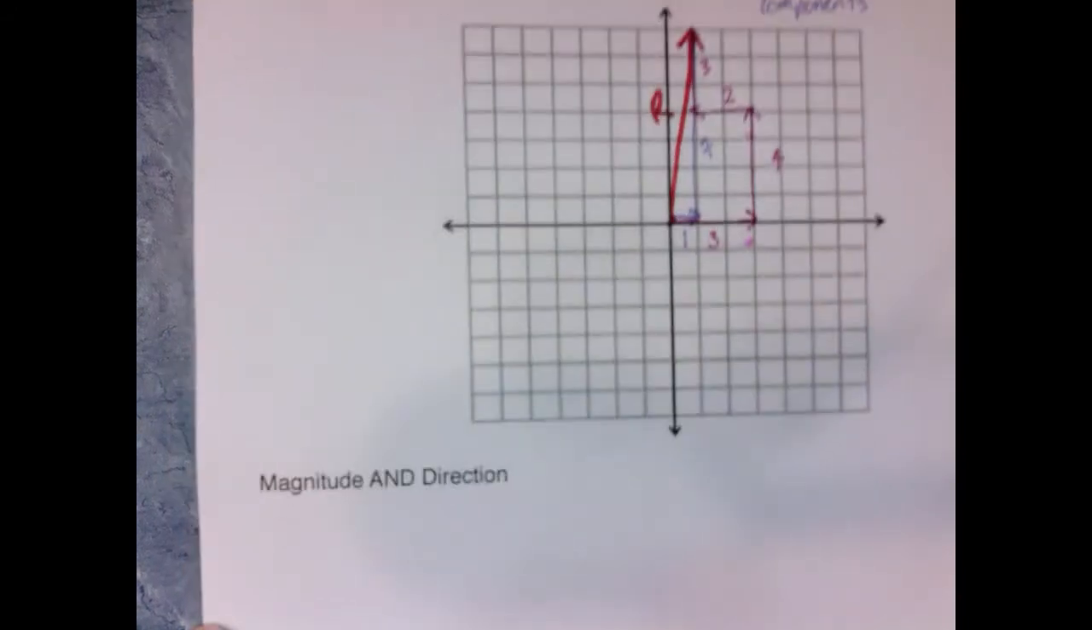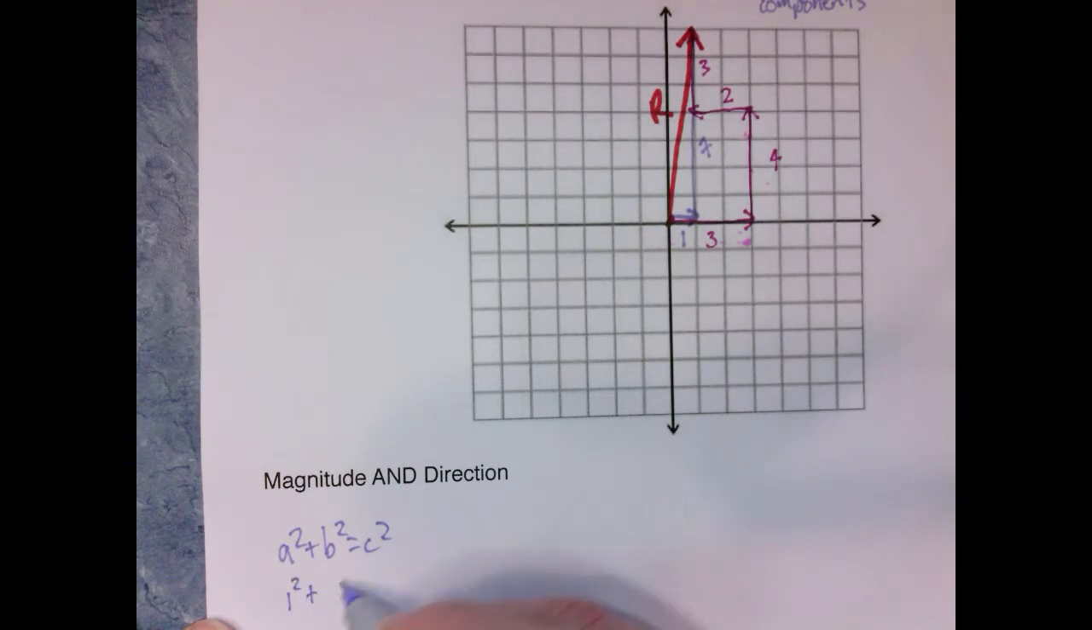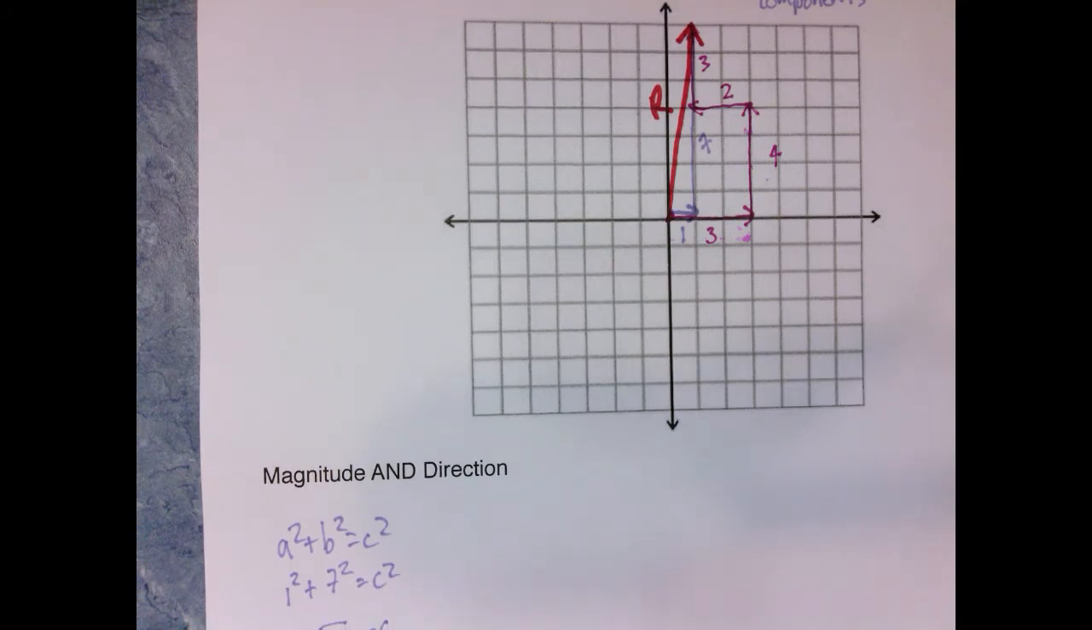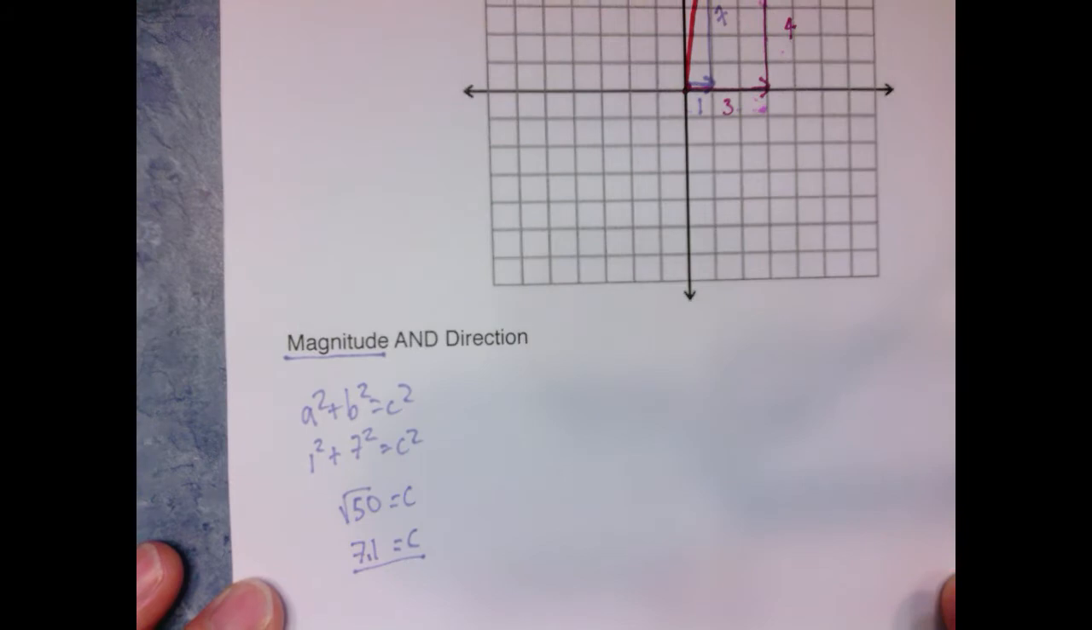So we have a squared plus b squared equals c squared, and this is 1 squared plus 7 squared equals c squared. So c is the square root of 50, and the square root of 50 is about 7.1. And this 7.1 will give us the magnitude, but now we need the direction.